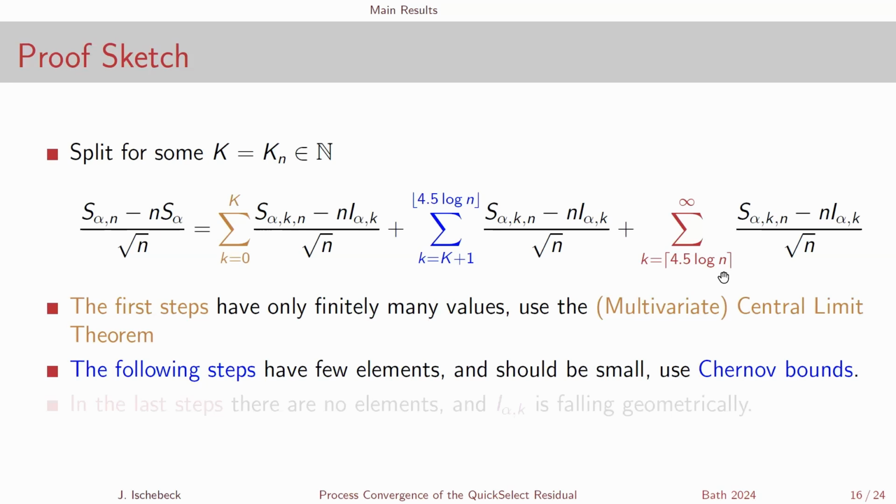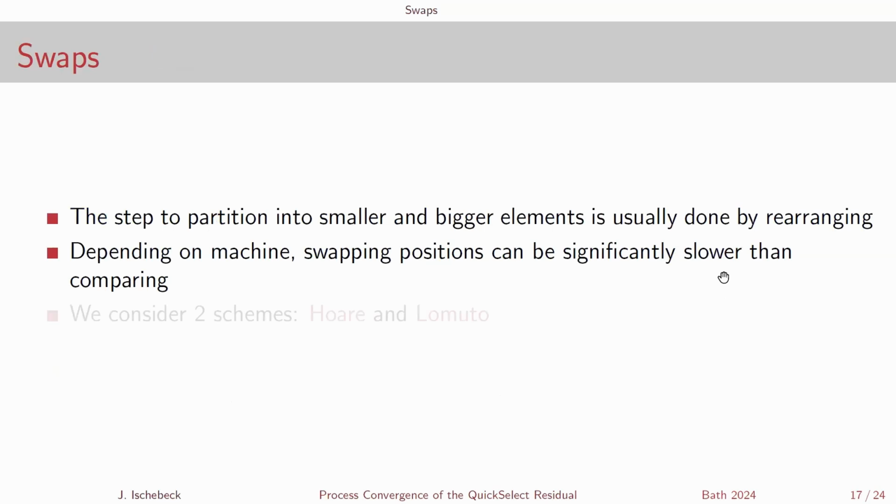So for the middle, we can use Chernoff. And the last part, you see this 4.5 log n. As you might know, the tree behind quick select is a binary search tree, and this is a log tree. So its height is only of order log n. So actually, we don't have any elements here. S alpha kn is just empty. And we just have to discount for the term that's here, the I alpha kn, but I alpha kn is just falling geometrically and fast enough. Okay. Until now, this was comparisons.